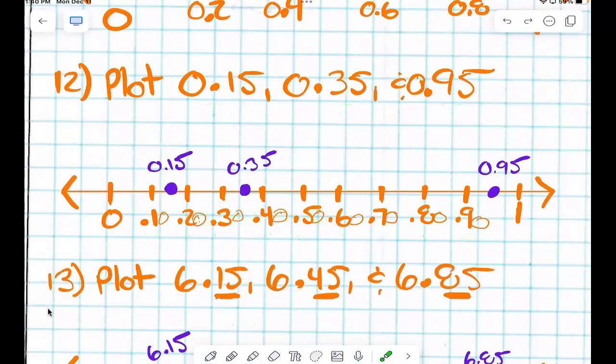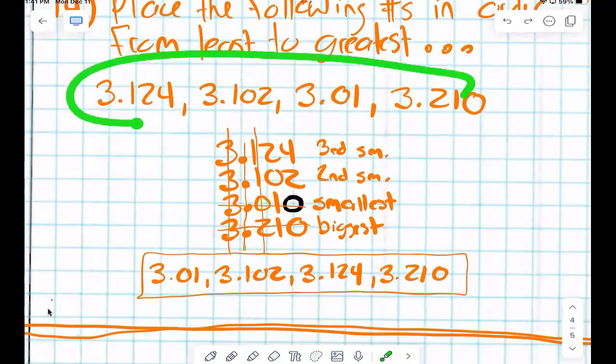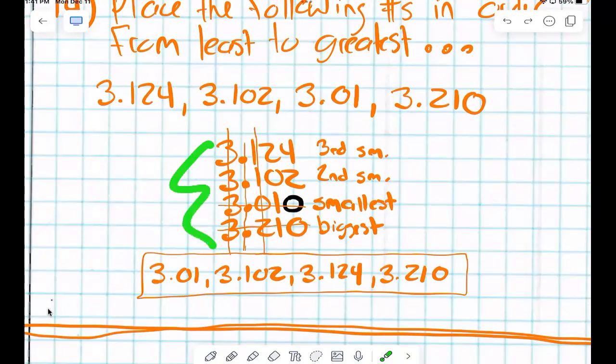Yes. But is it legal to add a 0 after any decimal? Yes. Is it going to change the value of that decimal? No. Is it going to make it easier to see where 15 hundredths goes if we have 10 hundredths and 20 hundredths? Yes. If you have 1/10 and 2/10, it makes it a little bit harder, yeah?